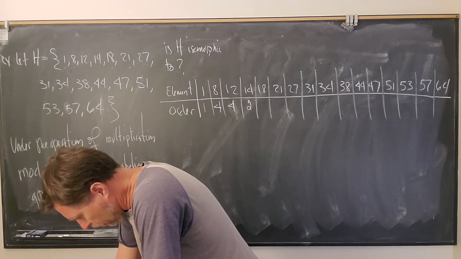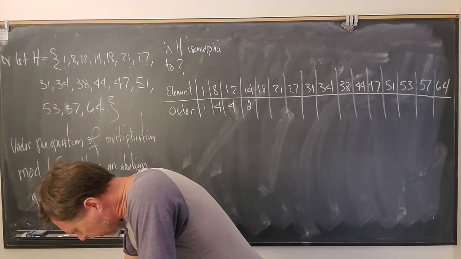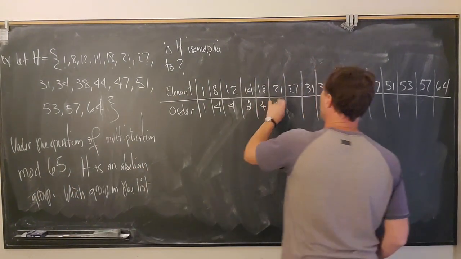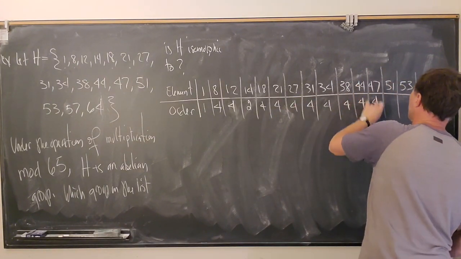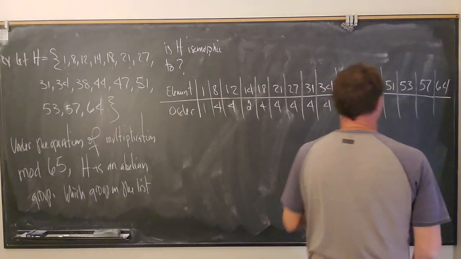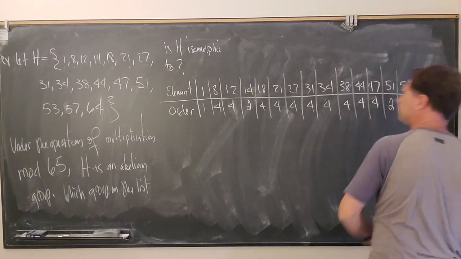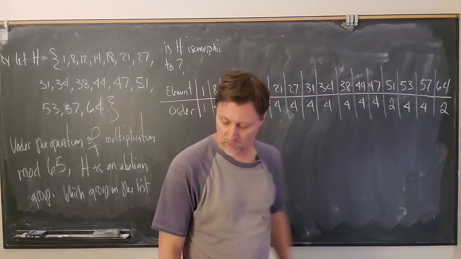It's going to go 4, 4, 4, 4, 4. It's going to go 4 now all the way through 47. All right, so 4, 4, 4, 4, 4, 4, 4. And then 51. So then we got a 2. Two more 4s, and then a final 2. Okay, so that's the orders of the elements.